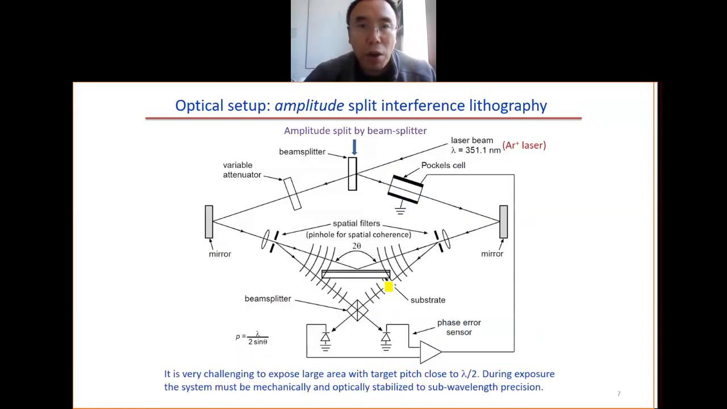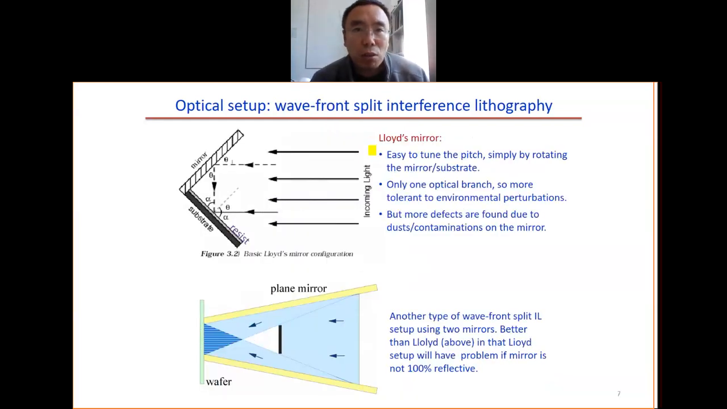So this one we call amplitude split. Here, at this beam splitter, the light amplitude is split to the left and to the right. It's called amplitude split. Another way to do this is called a wavefront split. In this case, the top half of the beam will interfere with the bottom half. The top half misses the mirror and gets bounced back, and will interfere with the bottom half at the resist surface. This setup is called a Lloyd's mirror.